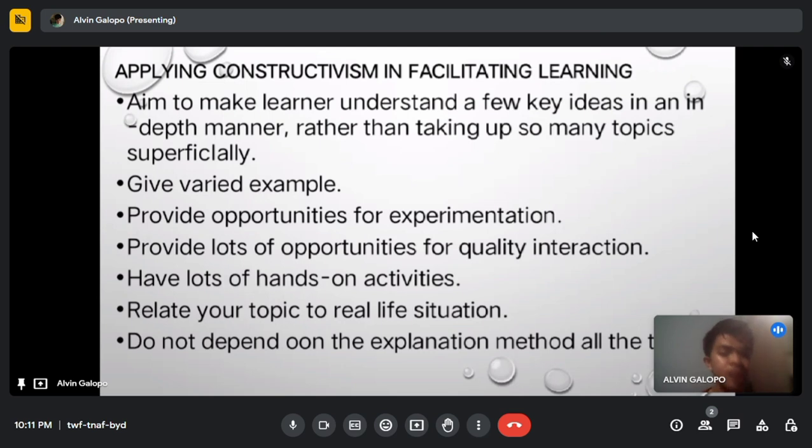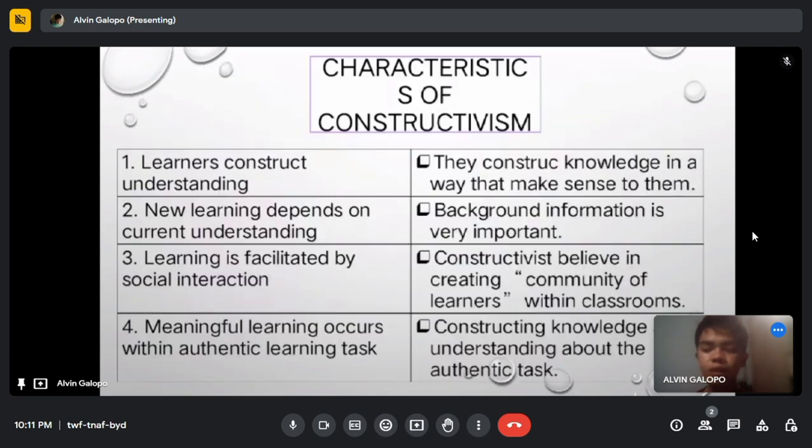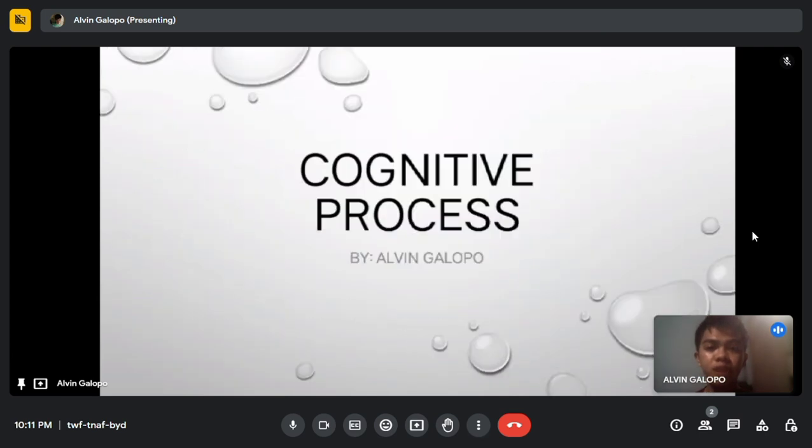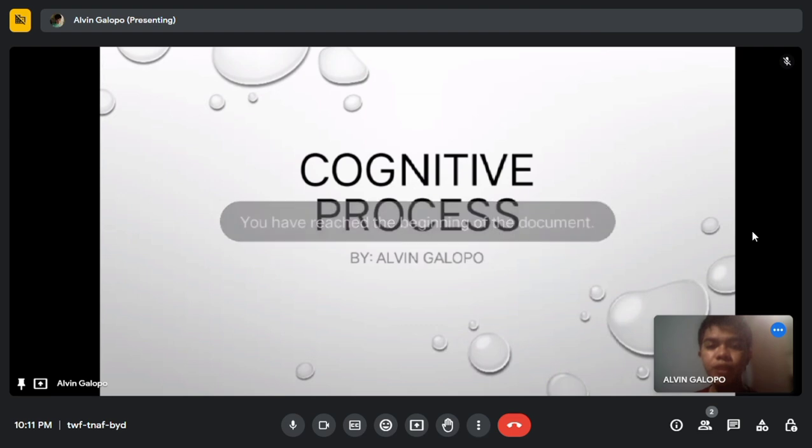So that is all about our topic today, which is constructivism, the cognitive process.